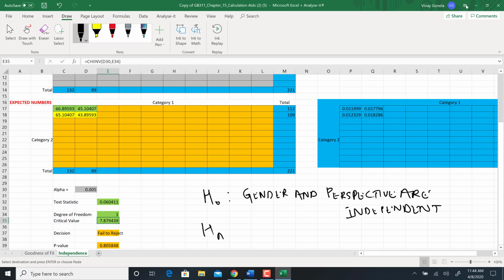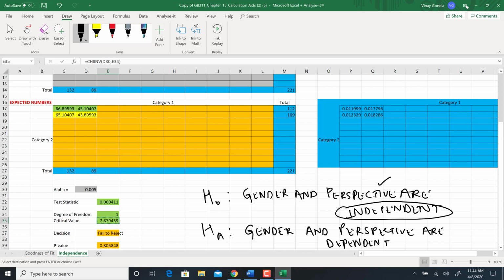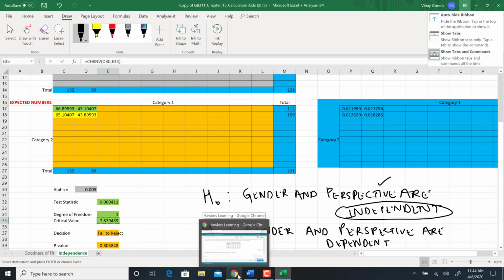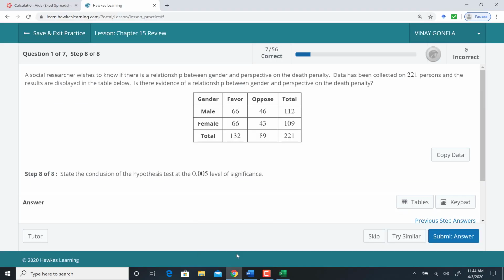And then the alternative would be gender and perspective are dependent. So when we said fail to reject, that means the null statement is true. They are independent. That means there is no relationship between gender and perspective.